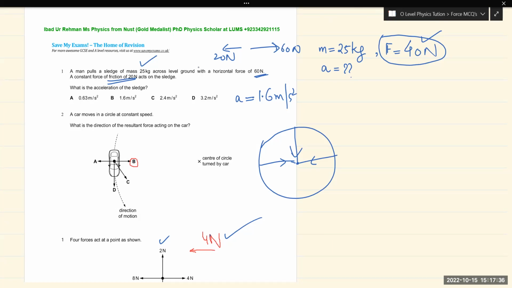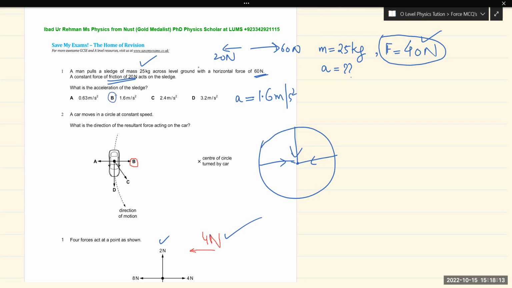So we have the mass of the sack, 25 kilogram, and the total resultant force. The total resultant force is 60 minus 20, which is 40. 40 is the net force acting on it. And the acceleration we find by applying Newton's second law of motion: F is equal to ma, so the acceleration is 40 divided by 25, which is 1.6 meter per second square. So the right option is option B.